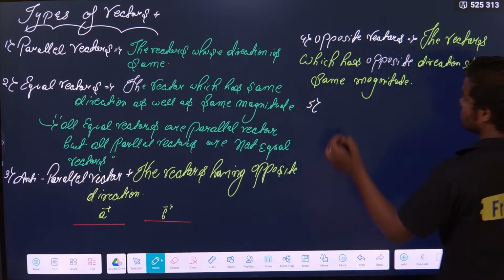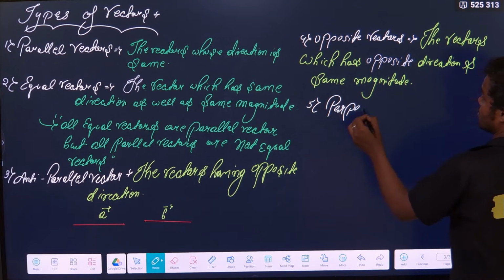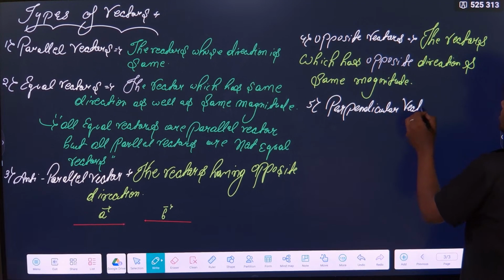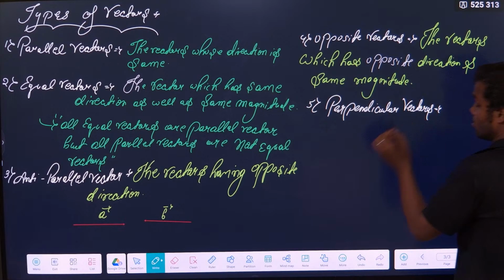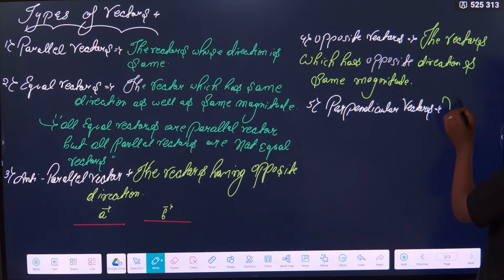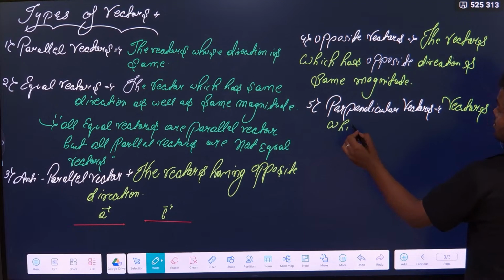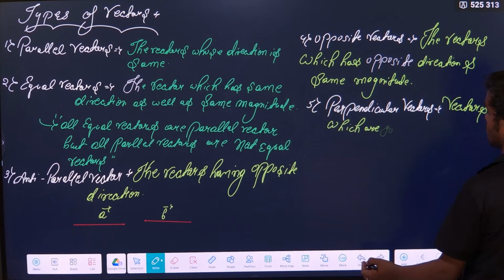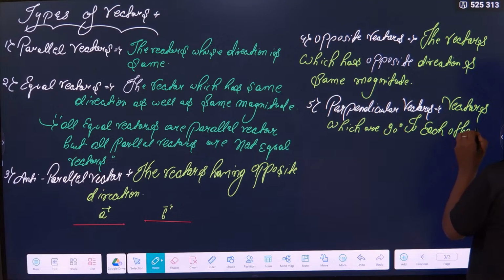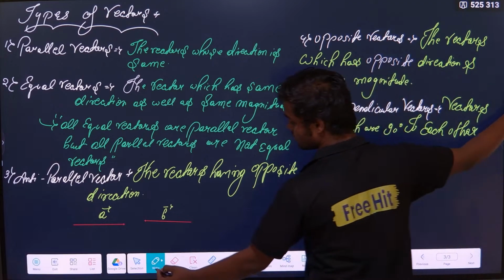Next is the perpendicular vector. What is a perpendicular vector? The vectors which are at 90 degrees to each other.